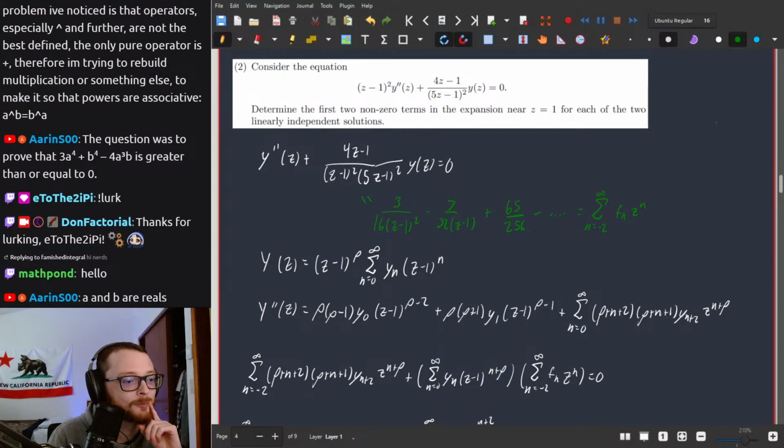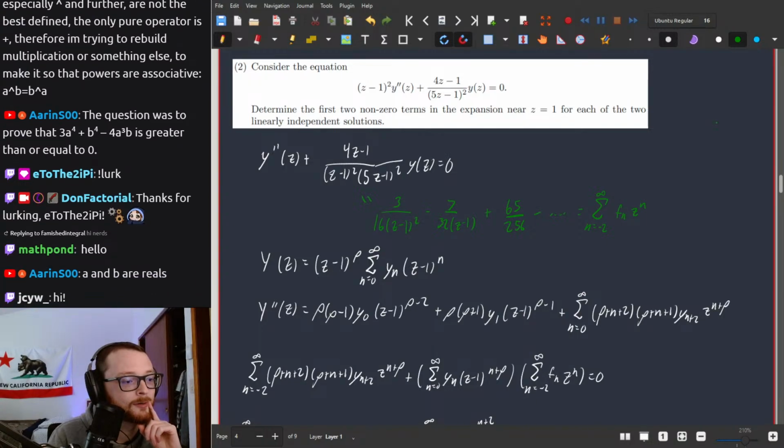Hey, famished. Big problem I've noticed is that operators, especially exponentiation and further, are not best defined. The pure operator is plus. I'm trying to rebuild multiplication or something else. A to the B, I think that would be commutative. That would be a pretty wild thing to make work, Lucas. A to the B equals B to the A.